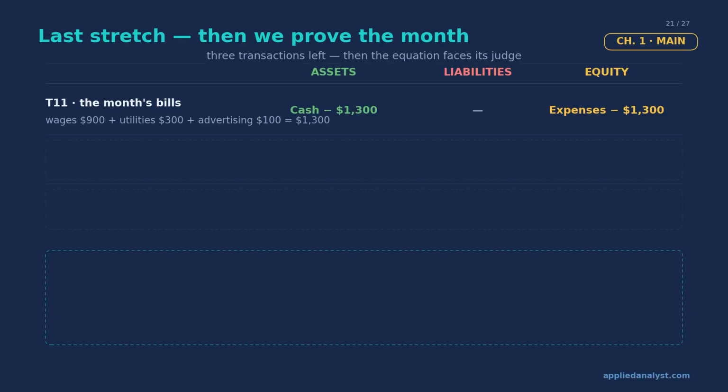Last stretch, then we prove the month. Transaction 11, the bills: $900 of wages, $300 of utilities, $100 of advertising. $1,300 of expenses, cash down, equity down.